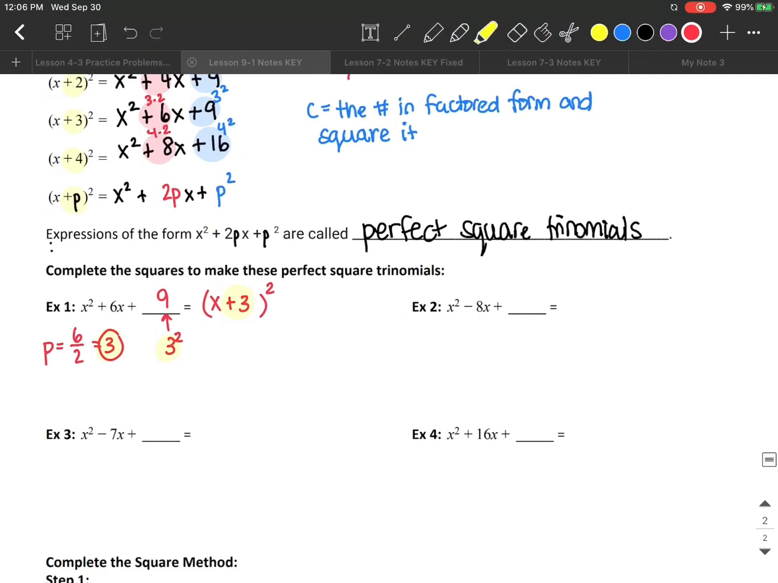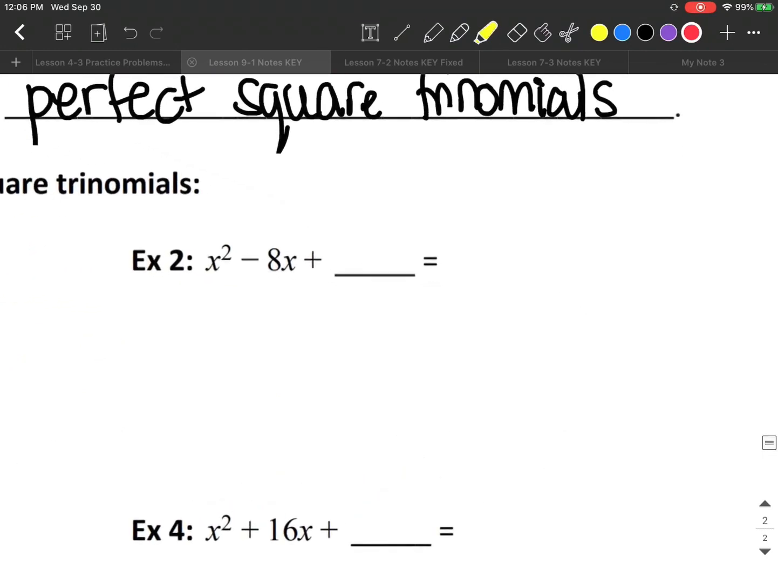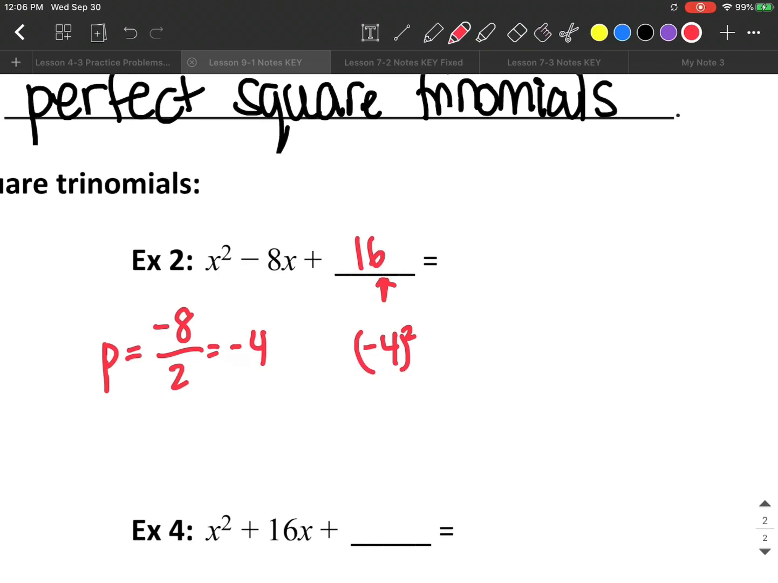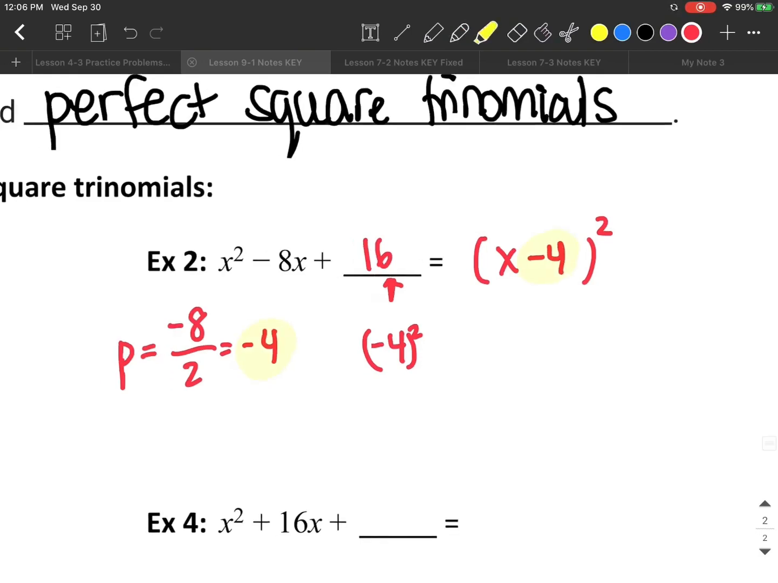Okay. All right, for example 2, to find what p is, I'm going to take the number in front of x and divide by 2. That gives me -4. Then to find this number, I'm going to take -4 and square it. And -4 squared is 16. If I wanted to factor this, I would have x minus 4. So this -4 goes inside here in my factored form.